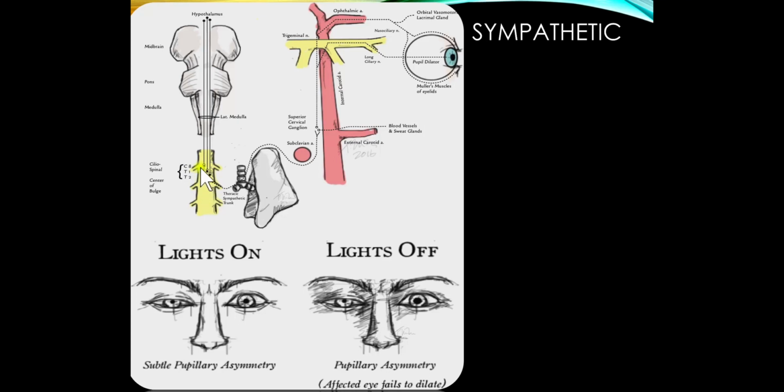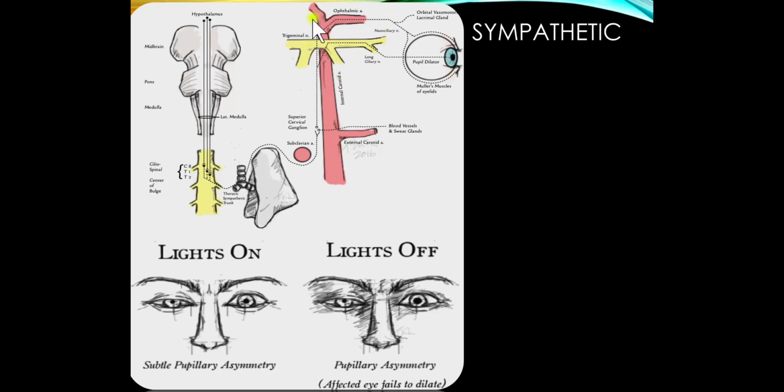The second order neuron travels from there. It exits with C8 and T1 nerve roots, travels along with the plexus a little bit, and then loops around the apex of the lung, travels around the subclavian artery, and then the next synapse involves the superior cervical ganglion. From there, some of the fibers take off with the external carotid artery to supply blood vessels and sweat glands on the face. But for the pupil, it travels up with the internal carotid artery.